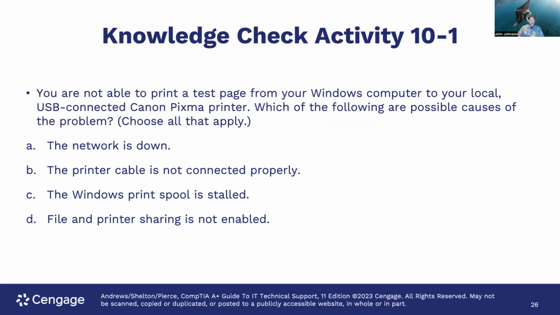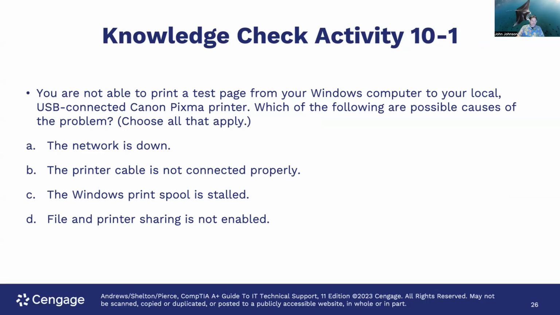So, the network is down. Well, network down wouldn't affect our USB-connected printer, would it? How about the printer cable is not connected properly? That could be it. The Windows print spool is stalled. That's possible. You could have paused it and it needs to be restarted. That's a possibility. And then file and print sharing is not enabled. That wouldn't affect your ability to print off of your own system, would it? So that is not going to be the answer.